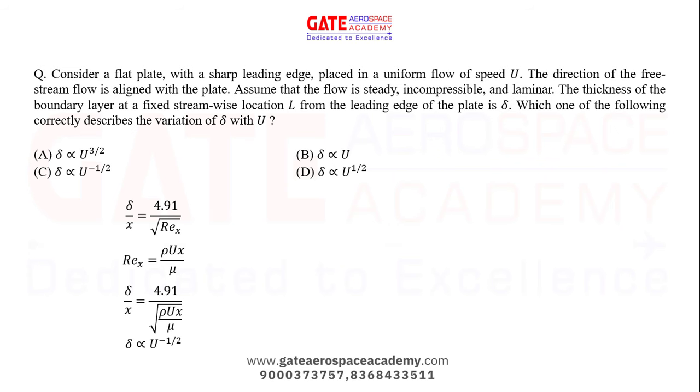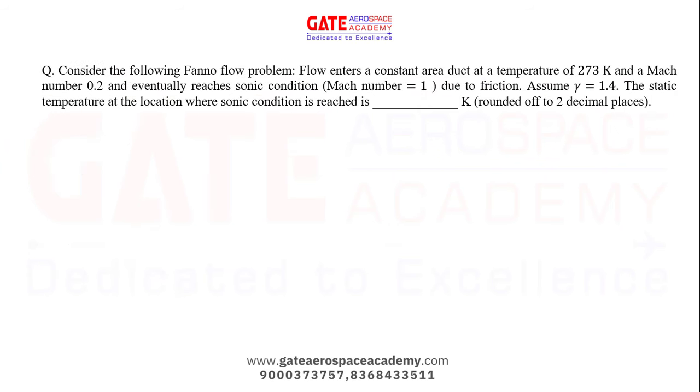Right? Next question. Consider the following Fanno flow problem. Flow enters a constant area duct at a temperature of 273 Kelvin and a Mach number of 0.2 and eventually reaches sonic condition, that is, Mach number is equal to 1, due to friction. Assume gamma is equal to 1.4.